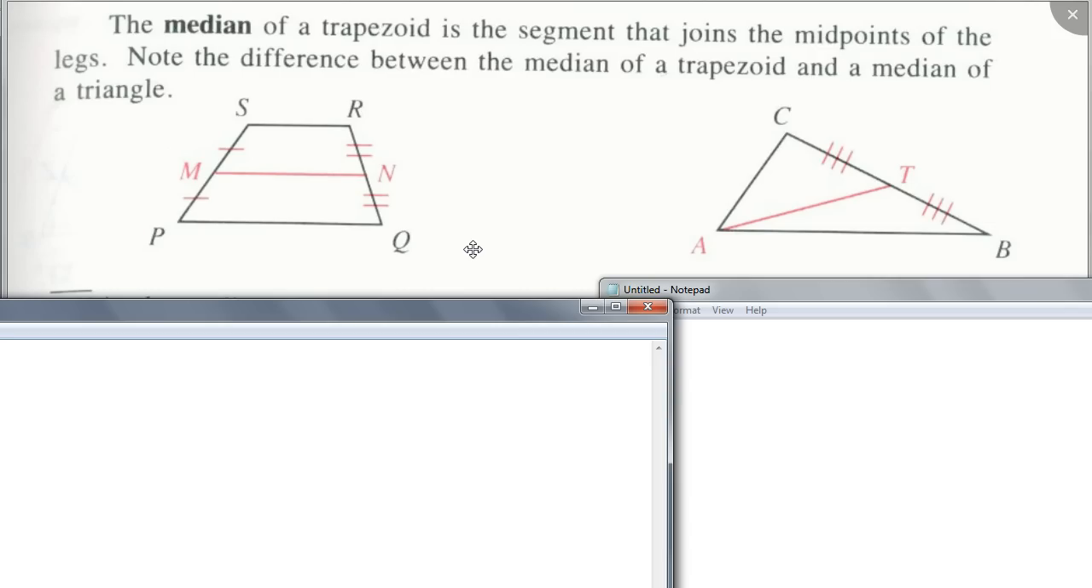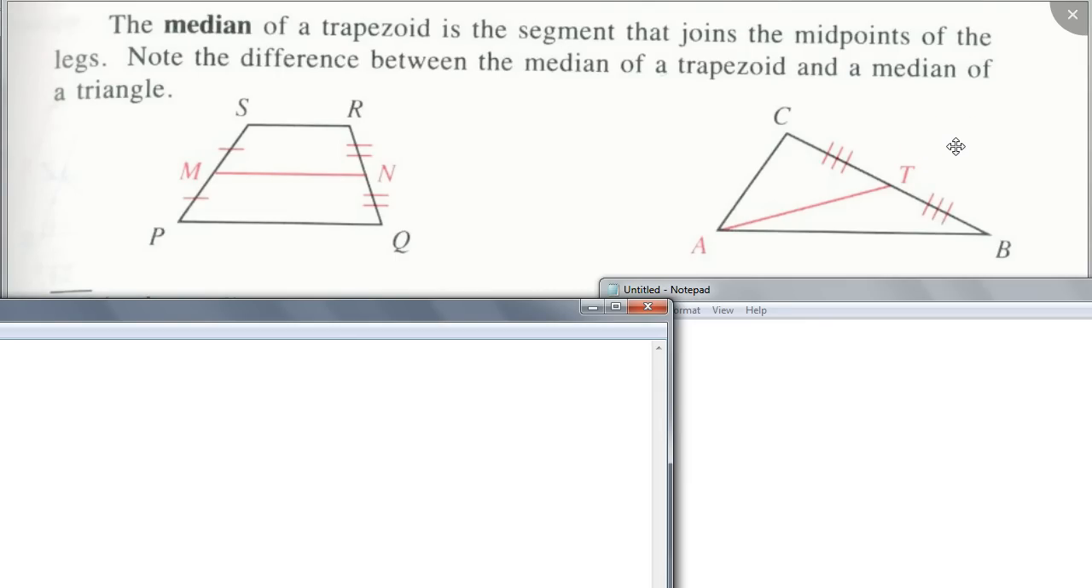So do you see the difference? Even though they're called the same thing, do you see the difference? The median of a trapezoid is the segment that joins the midpoints of the legs, whereas for a triangle, it goes from a vertex to the midpoint of the other side. Does that make sense? So please note the difference.